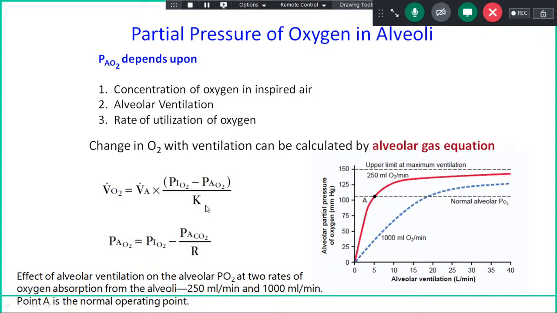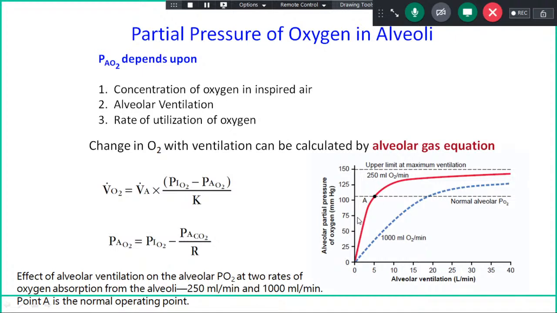So the amount of oxygen, if you see the diagram here on the right, is again a similar diagram to the one for carbon dioxide. We have alveolar ventilation on the x-axis, and on the y-axis we have alveolar partial pressure of oxygen. There is an upper limit of maximum ventilation. Why is it written? Because this alveolar partial pressure can be reached up to a maximum of the partial pressure which is there in the inspired air, which is coming from the barometric pressure outside. Whatever is coming in the inspired air, supposing 149 or 150 millimeter of mercury, we can have the alveolar pressure maximum up till that, not beyond that.